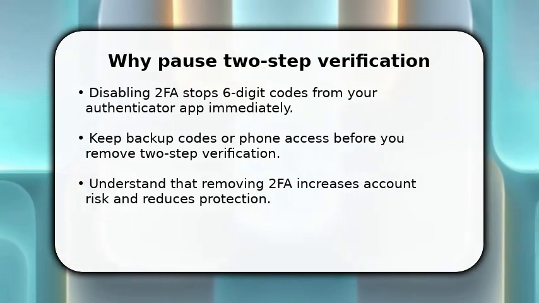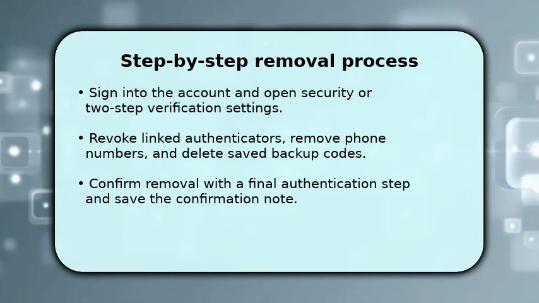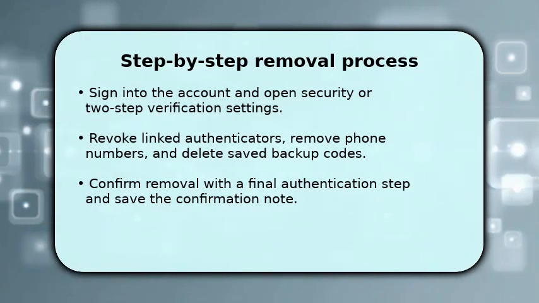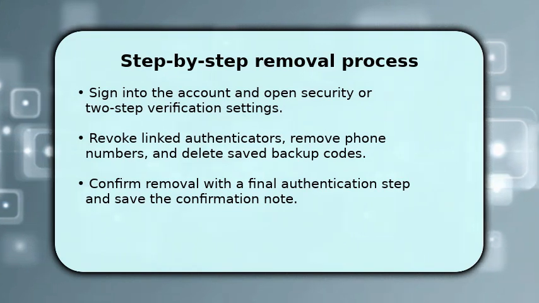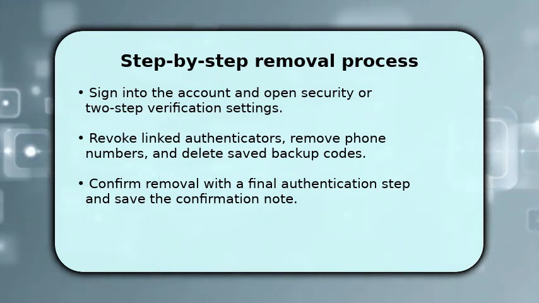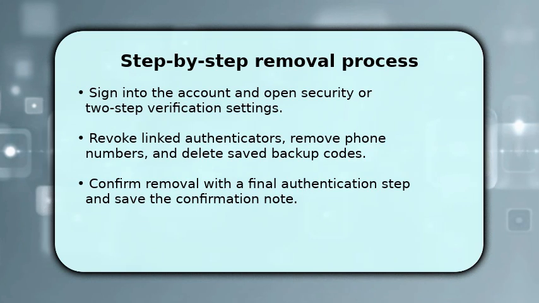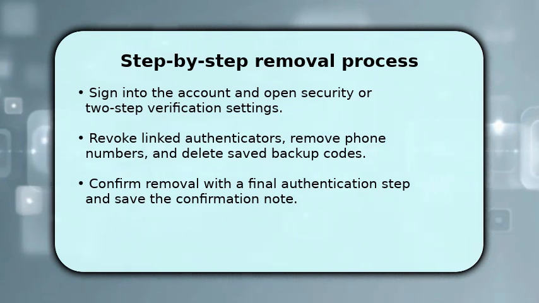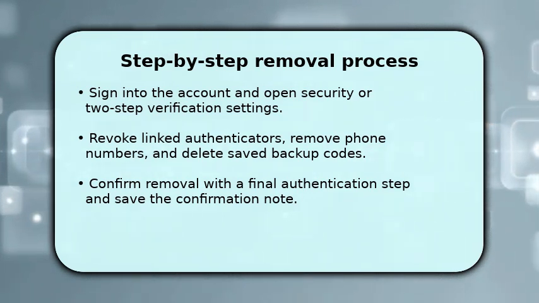Sign into the account using your existing two-step verification method and primary password. Open the Security or Two-Step Verification Settings page in Account Preferences. Locate the Authenticator app entry and choose Remove or Revoke for that 2FA device.